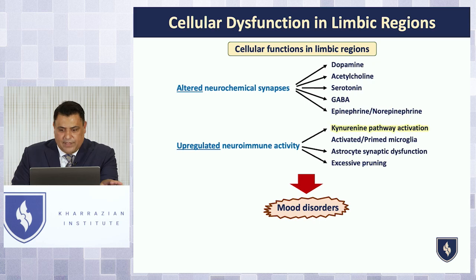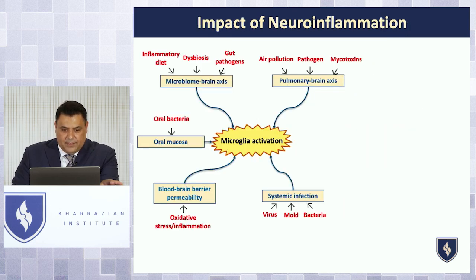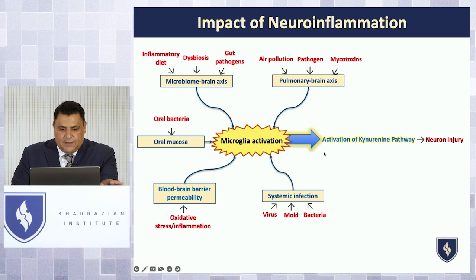Now, when we look at these inflammatory pathways, the most popular one is this kynurenine pathway. And with this kynurenine pathway, anything that activates the microglia, whether it's from the lung-gut axis, the oral mucosa, the microbiome, breakdown of the blood-brain barrier, any kind of systemic inflammation that turns on microglia, can cause activation of this kynurenine pathway.